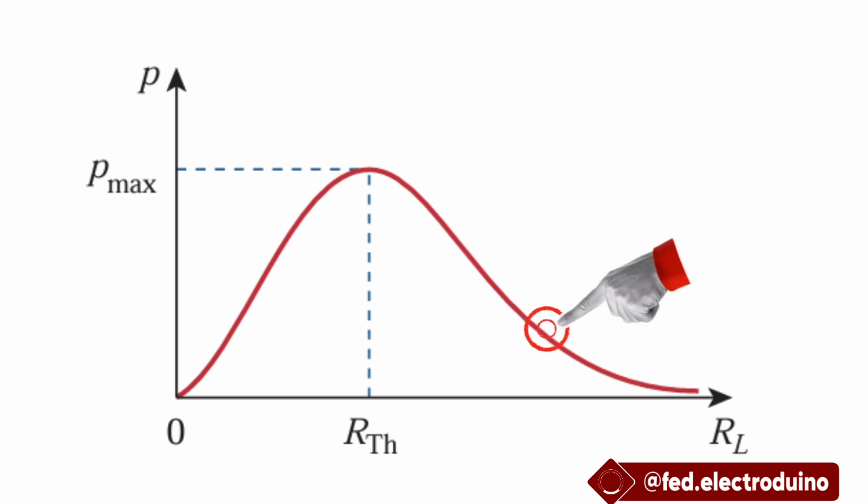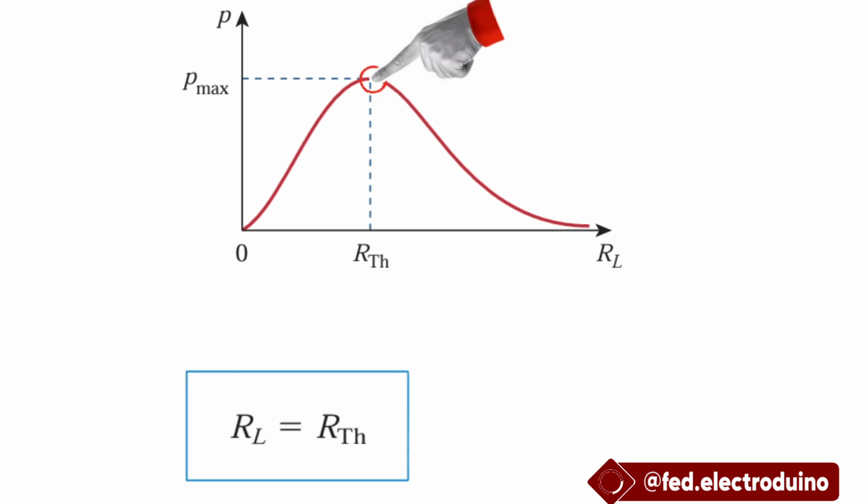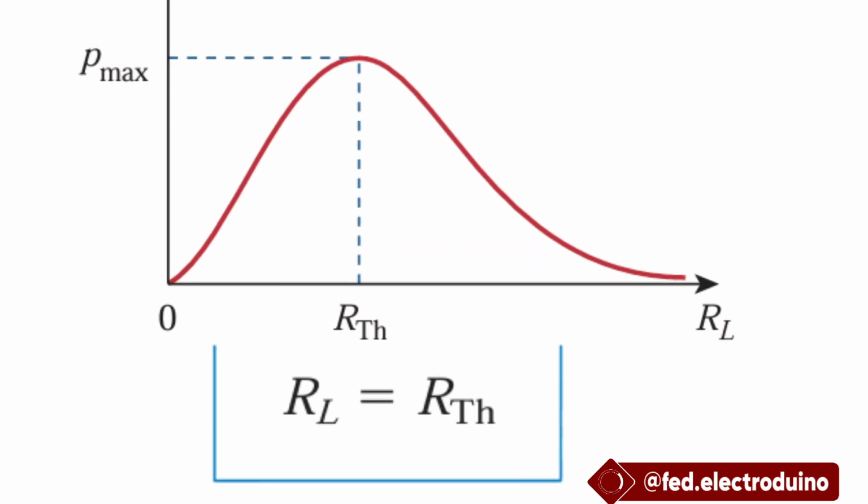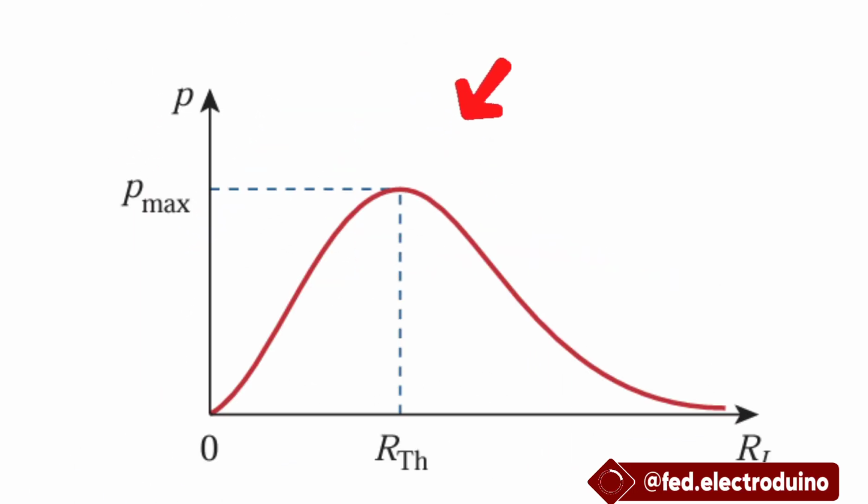So what happens at that special point? At that point, the load resistance is exactly equal to the source resistance. That is the beautiful balance where maximum power is transferred.